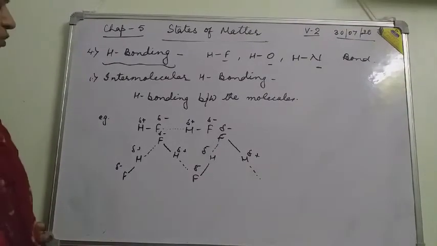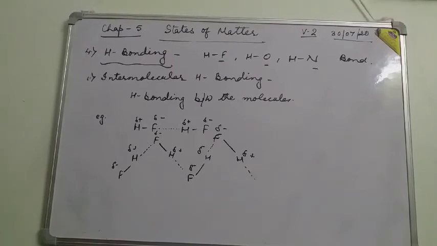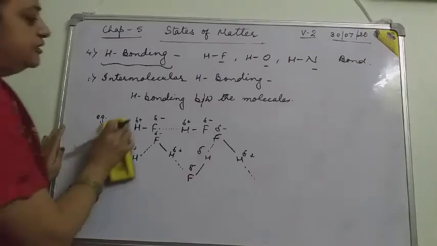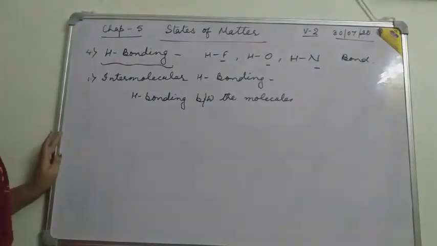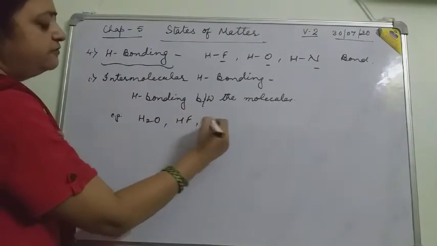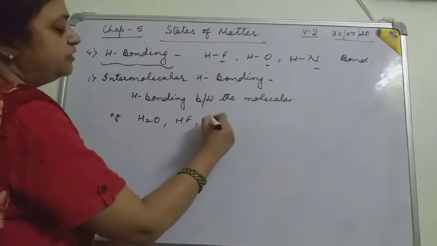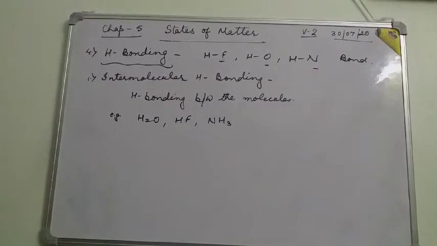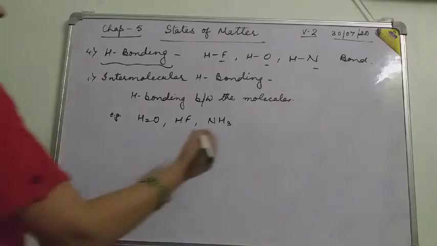I know that you all know the electronegativity of fluorine, nitrogen, oxygen and chlorine. You must remember the electronegativity of these atoms. The examples are water, HF, and NH3, which have hydrogen bonding, and these have intermolecular hydrogen bonding.